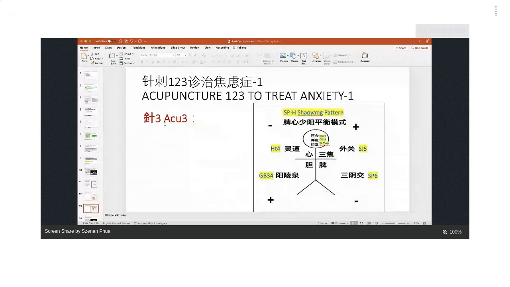On the heart, we needle heart 4. On the 三焦 meridian, needle 外关 三焦 5. On the spleen, needle spleen 6. On the gallbladder, needle gallbladder 34. Okay. And apart from that, on the head, we want to make this patient calm and relaxed, needle 百会, 神庭, 印堂. Okay.